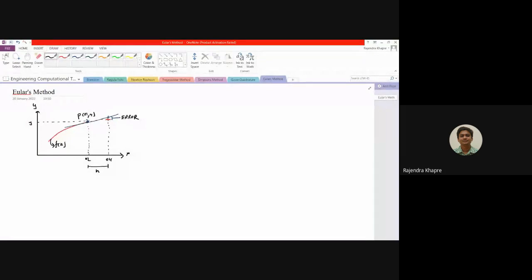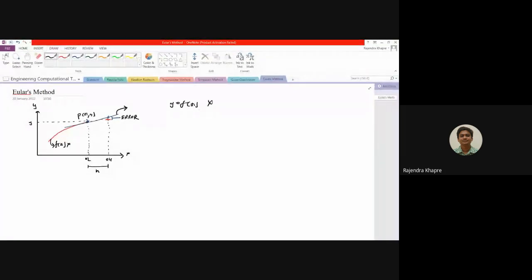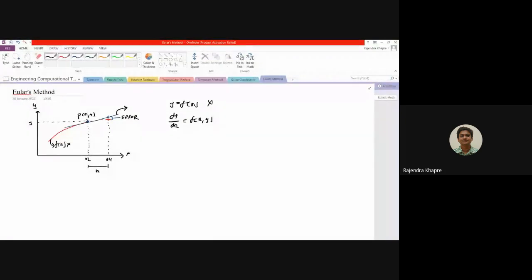So this is just a slope which I have taken over here, and in the Euler's method the slope is given to you. So y as a function of x will not be given, but in place of that your dy by dx is given, and this dy by dx will be a function of x as well as y. So as the values of x and y change, the value of the slope will also change. Okay, so now how to find out the value of this extension, that is x1.